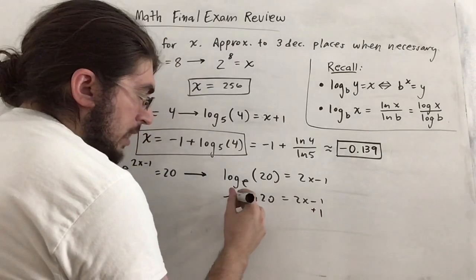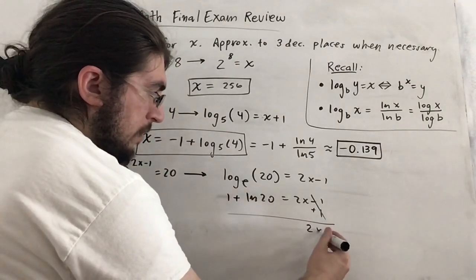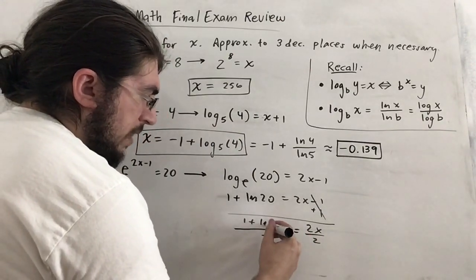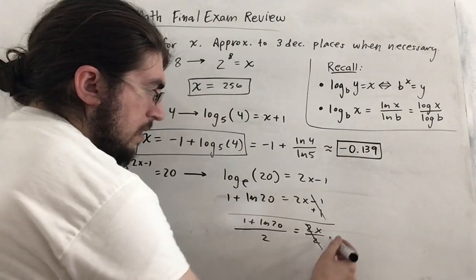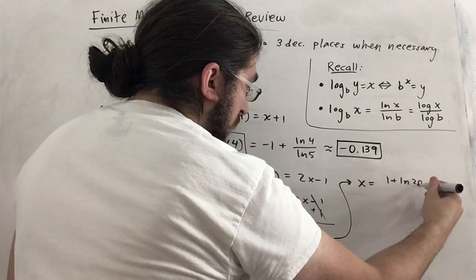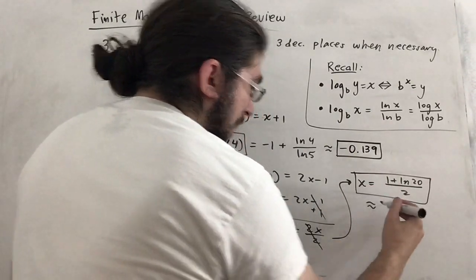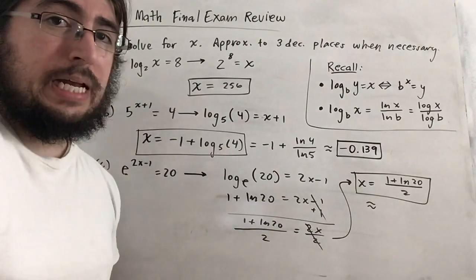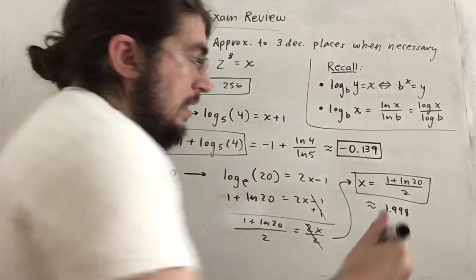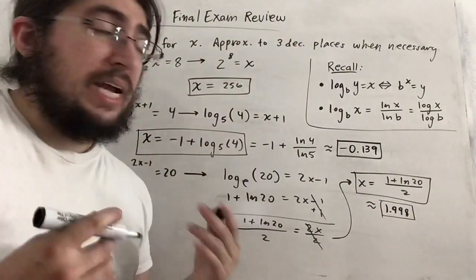Add 1 to the other side like this. Those cancel. And then divide both sides by 2. We get this for our final answer. So let me just write x is equal to 1 plus ln 20 over 2 as an exact answer. But if we approximate, well, let's see what the calculator gives us again. And after rounding to 3 decimal places, I got 1.998 as an approximation to 3 decimal places of accuracy.